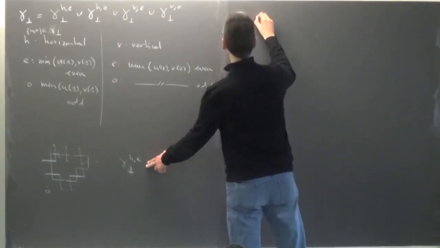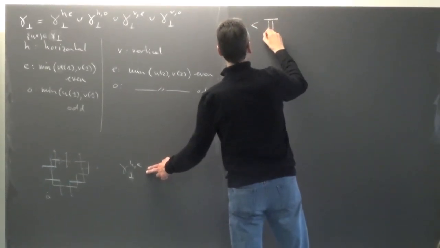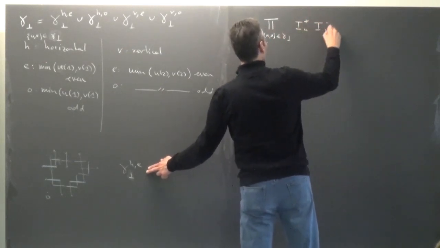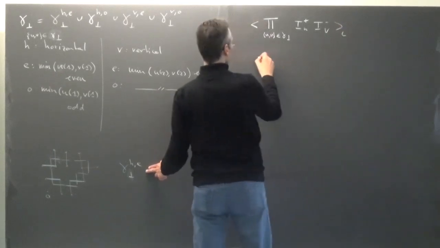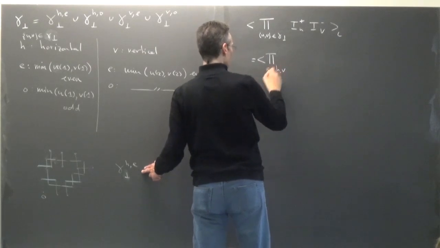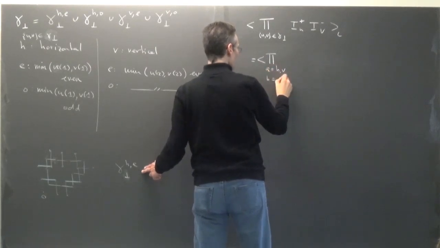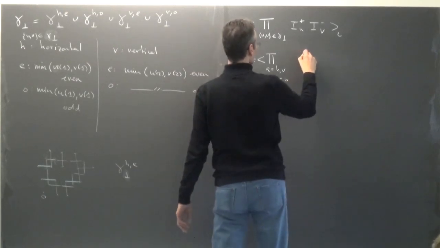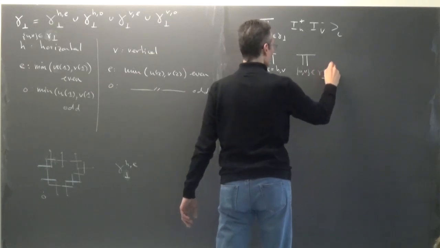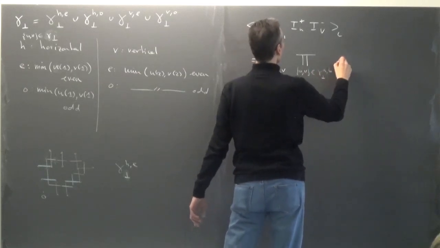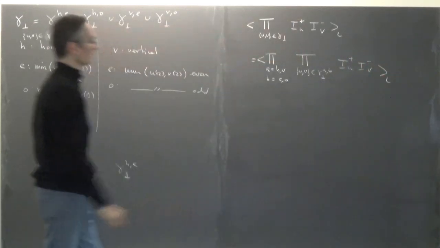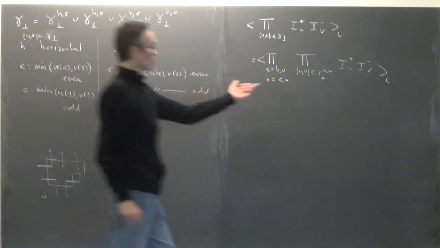So what we get is that the product over UV in gamma orthogonal of I plus U, I minus V, this I can write as the product over A, which is horizontal or vertical, B, which is even or odd, of the product over UV in gamma orthogonal AB of I plus U, I minus V. Okay, I'm just splitting that. So I have a product of 4 functions.